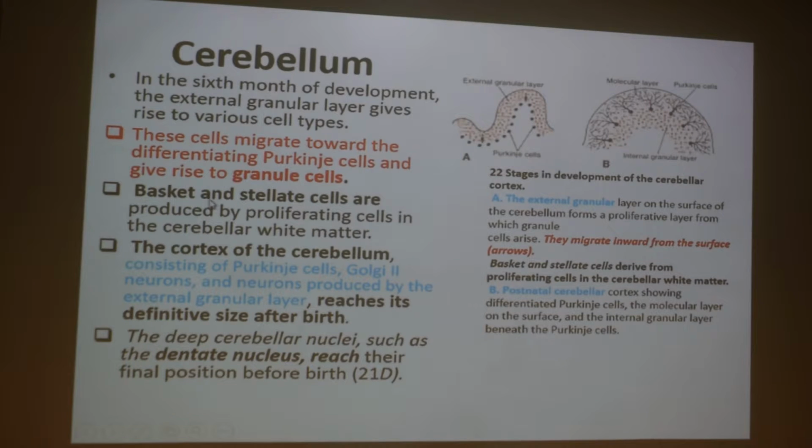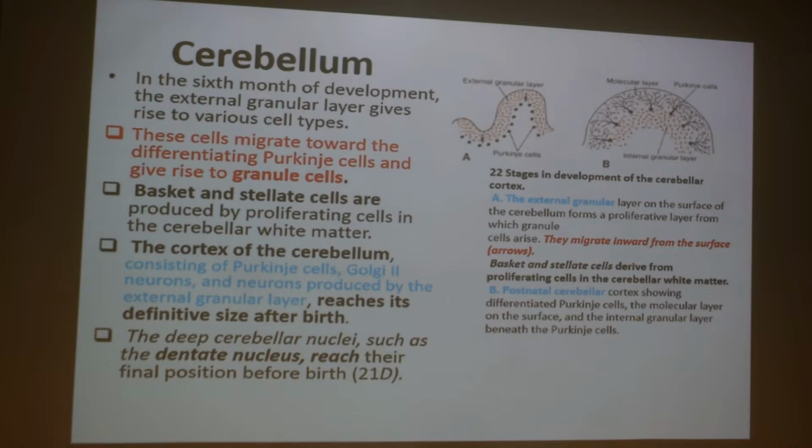Basket and stellate cells are produced by proliferating cells in the cerebellar white matter. The cortex of the cerebellum consists of Purkinje cells, Golgi II neurons, and neurons produced by the external granule cells, and it reaches its definitive size at birth. And deep cerebellar nuclei such as the dentate nuclei reach their final position before birth. So you would expect the cerebellum in a definitive shape at birth. So the development is continuing in the intrauterine life.